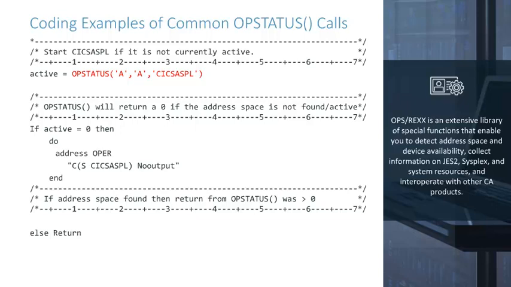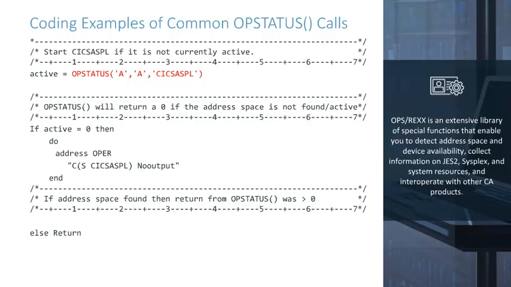The second argument, or the subfunction, is requesting the type of information that is to be obtained about the address space. In this case, the A subfunction argument indicates that the OPSTATUS function should only obtain the count or number of the active address spaces that match the entity. The entity, which is the last argument, is the name of the address space that is to be queried. Based on the obtained OPSTATUS data, the active variable would be set to 0 if the specified CICSASPL ACID is not active, or set to 1 or more, depending on the number of active ACIDs found for this particular job name.